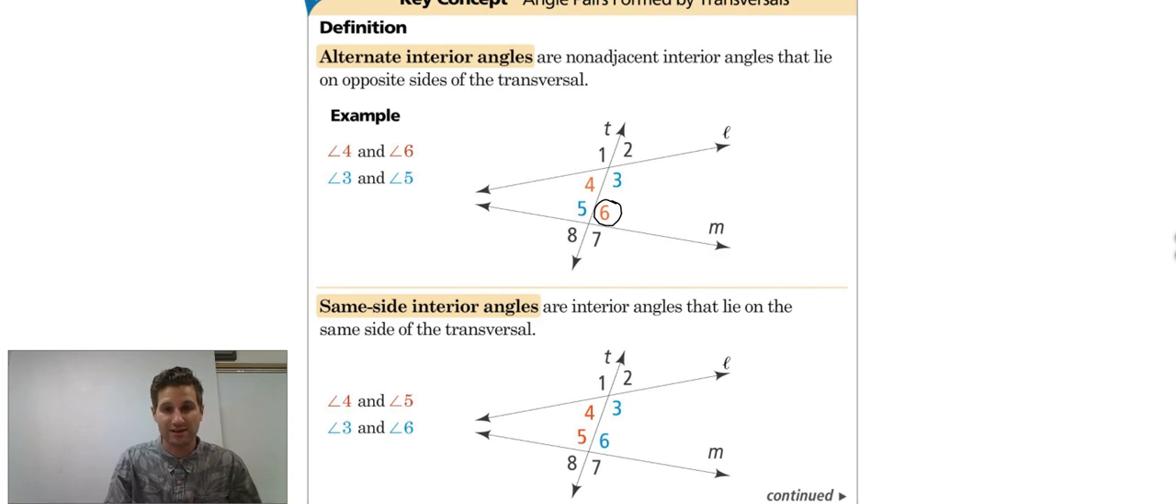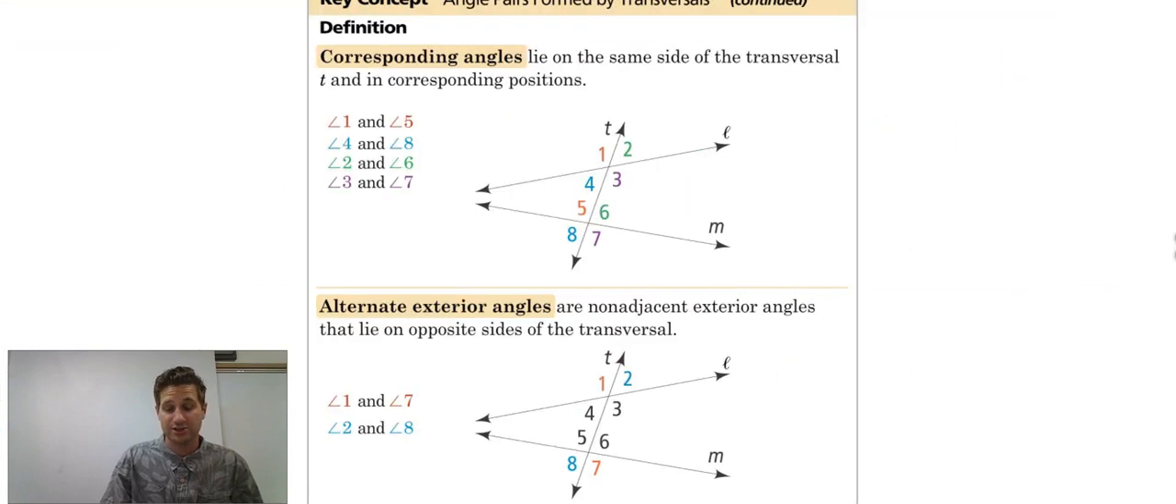They're interior because this is the interior of the shape, right? This is all the interior right there. So the alternate interior angles, they have to be on the interior and they alternate. So our alternate interior angles are 4 and 6 and 5 and 3. Then we have same side interior. Notice we're still on the interior, but this time we're on the same side. So 4 and 5, they're on the same side. 6 and 3 on the same side. Okay? All right, let's continue on.